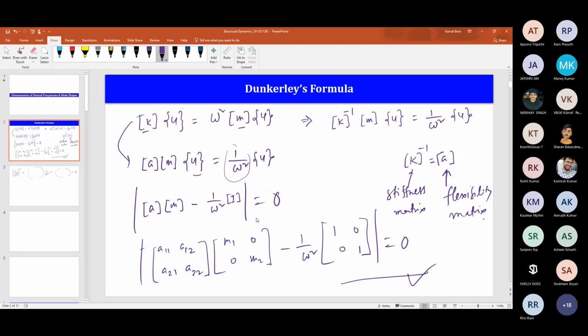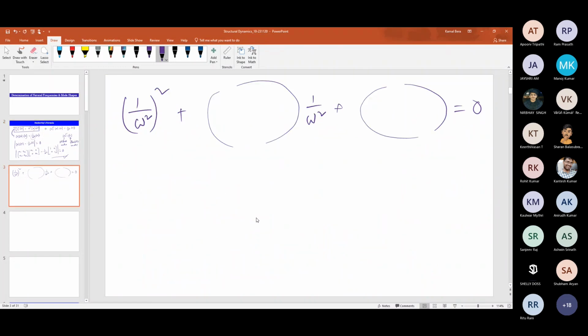We have just obtained this from our standard eigenvalue problem, the generalized eigenvalue problem. We have assumed K inverse is A, which is called the flexibility matrix, and we are dealing with a 2 degrees of freedom system with diagonal mass matrix. Please do the determinant and tell me what expression you are getting here: (1 by omega square) whole square, some coefficient into this, plus something equal to 0.